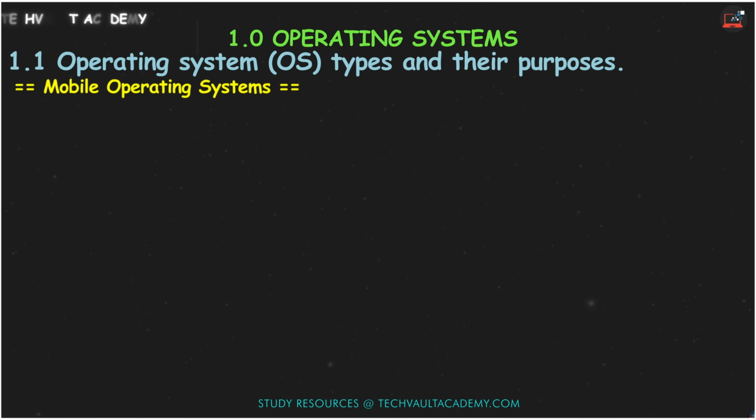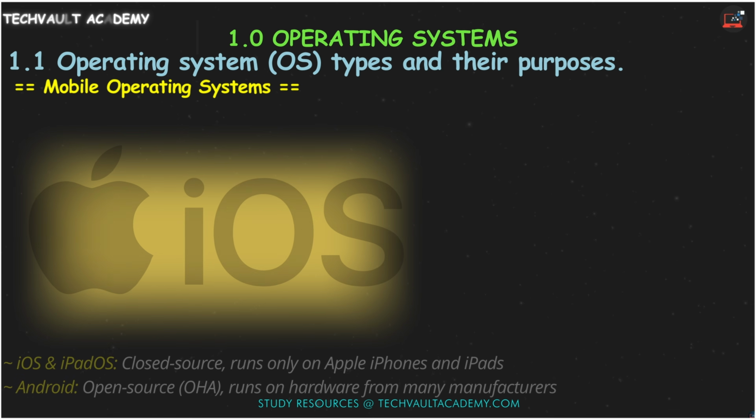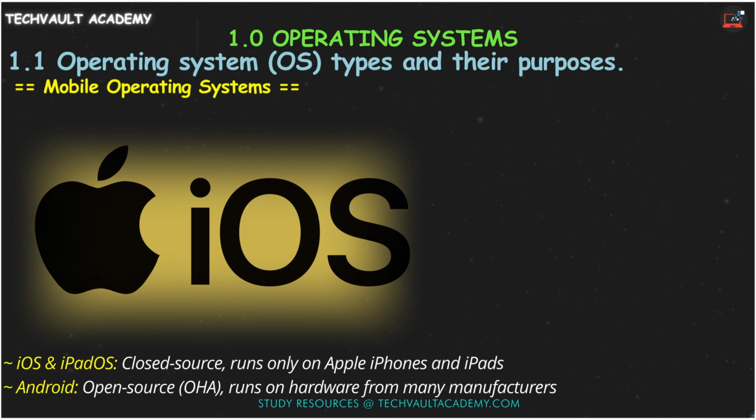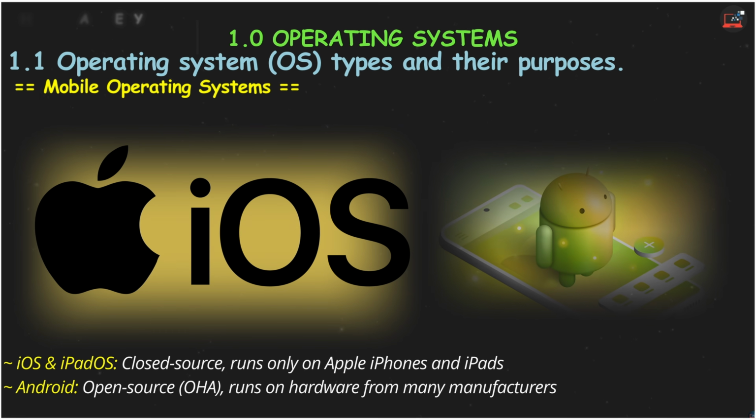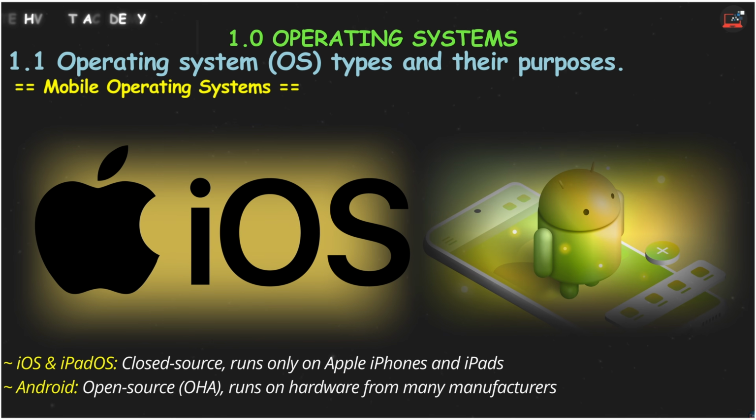Next are the mobile operating systems. iOS and iPadOS are Apple's mobile systems for iPhones and iPads. They are closed source, meaning they only run on Apple devices, and app development is strictly controlled by Apple. Android, on the other hand, is open source and runs on devices from many different manufacturers. It's maintained by the Open Handset Alliance.